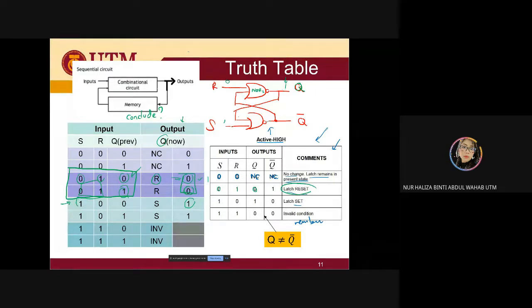Next, if you have the previous output as 1, here 1 and 1, you will get 0. The 0 will be put here, 0 and 0, you will get 1. So your Q now is 1. This is your Q as 1, so your Q bar, of course, will be 0. You can see here, this is 1. What you can conclude is that if S and R are 1, 0, whatever the previous output is, it is going to be set, or 1. So that's why you conclude like this.